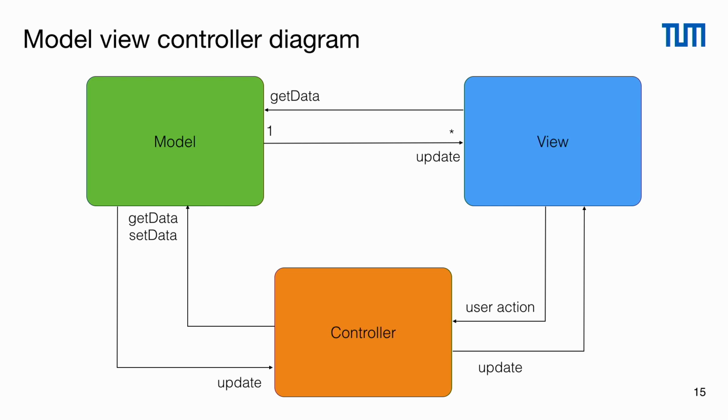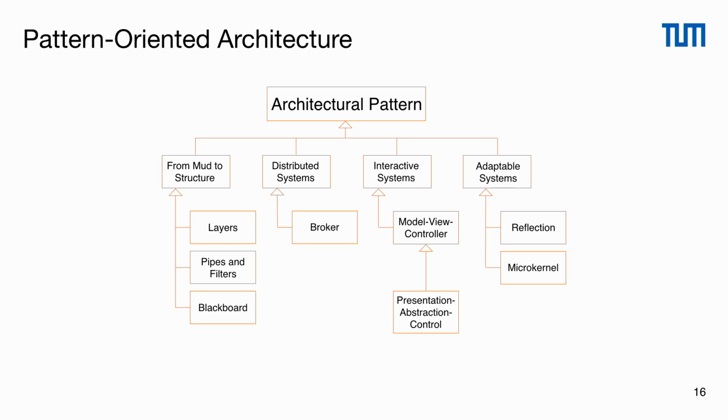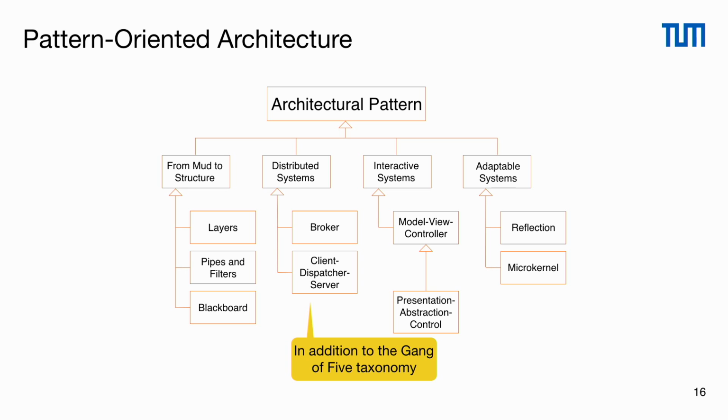so we can make sure that the displayed model is consistent across several views. Back at the overview, we now jump into distributed systems and we extend the taxonomy of the Gang of 4 by adding the client dispatches server pattern. So it's an addition to the taxonomy of the Gang of 4, but we think that this is a very important pattern.